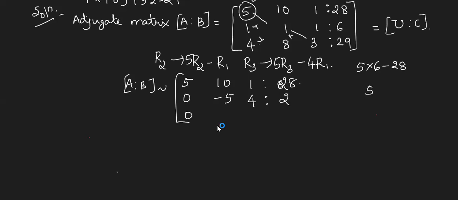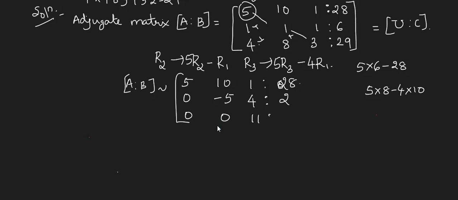So this is 5 into 8 minus 4 into 10. 8 5s are 40, minus 10 4s are 40. 0. Good. Next, for 3, the corresponding element is 1. So substitute here, 5 3s are 15 minus 4 1s are 4. 15 minus 4 is 11.